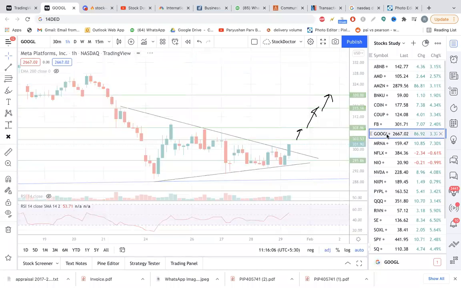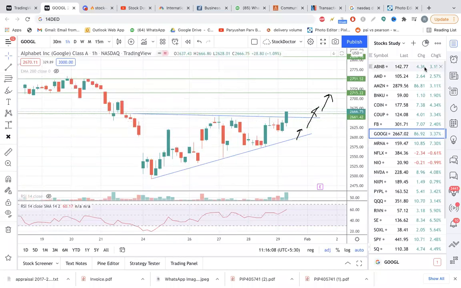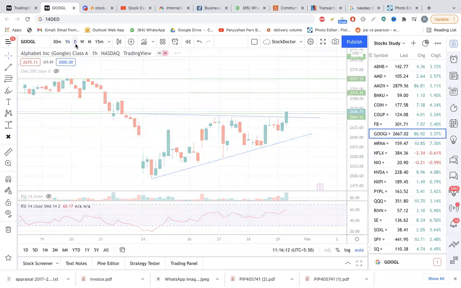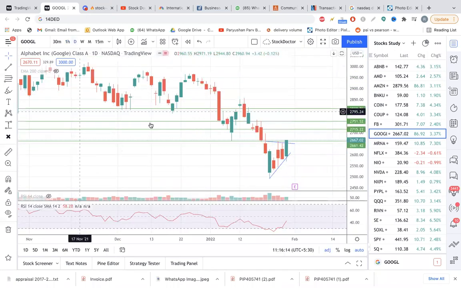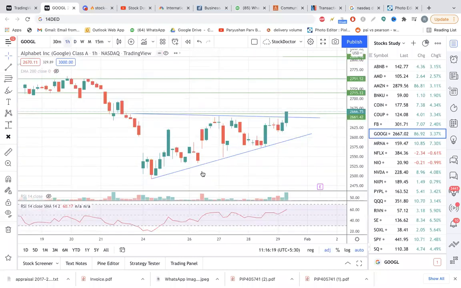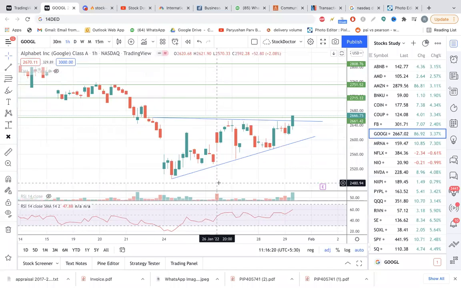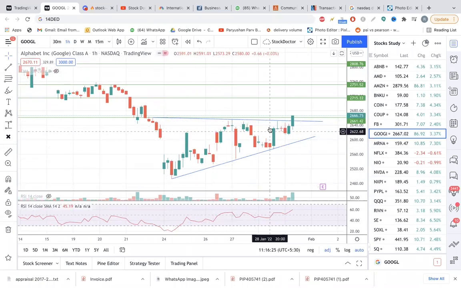The next stock we have here is Google. Google has also given a good breakout on the hourly time frame. See, all these stocks have given a breakout on the hourly time frame, and that's why we think there can be an upside coming into those stocks. Here it has also given a wedge, triangle pattern breakout. The immediate targets for Google will be 2715, 2750, and 2800.